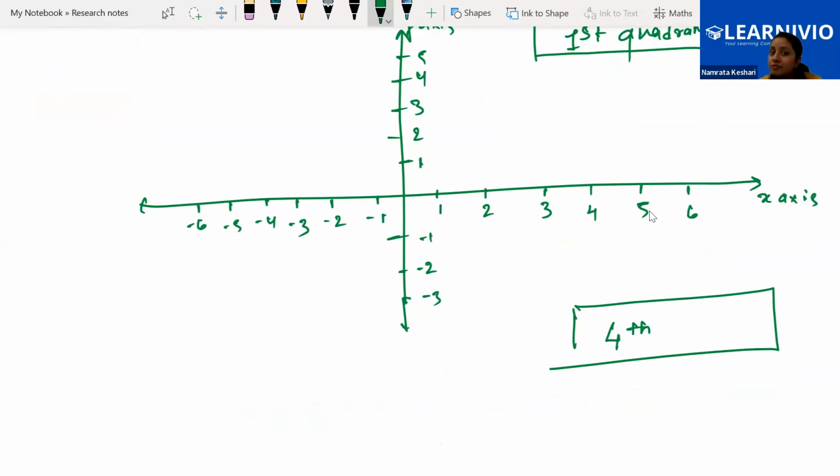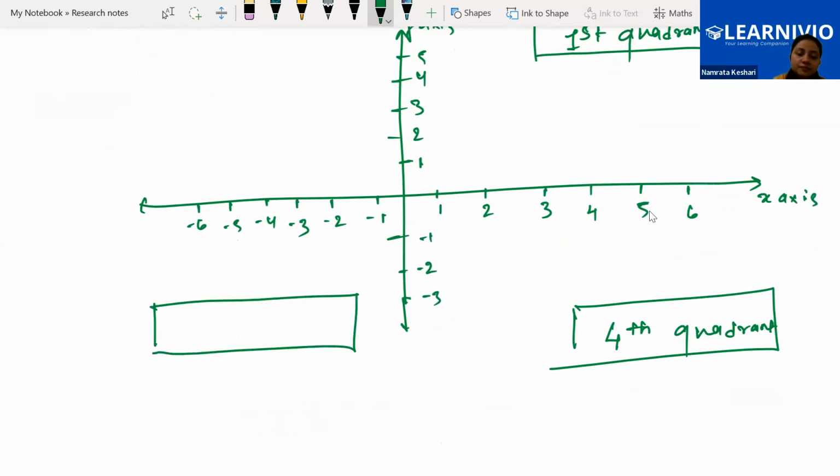Please don't get confused. We cannot name the quadrant by ourselves. We have to follow the standard format always. So this one is the fourth quadrant. What about this? Ma'am, third quadrant. Exactly, it is the third quadrant.